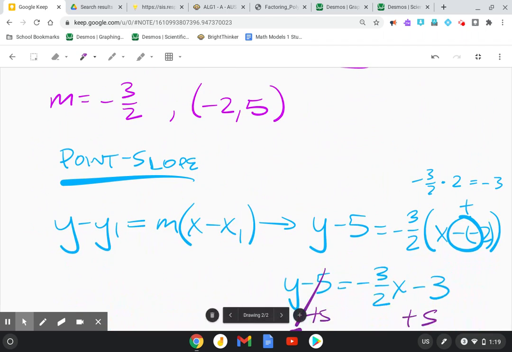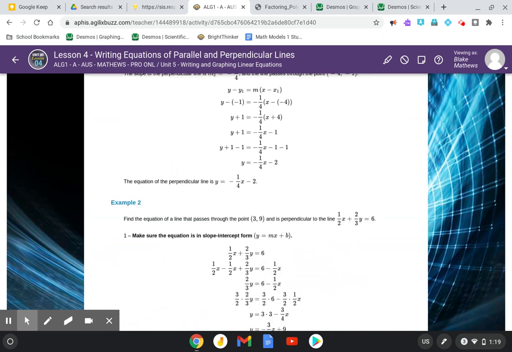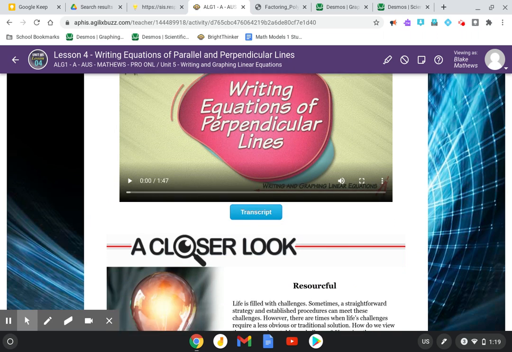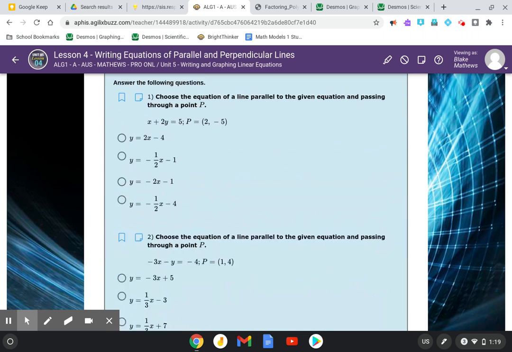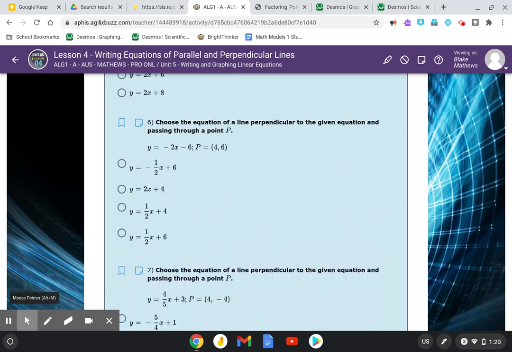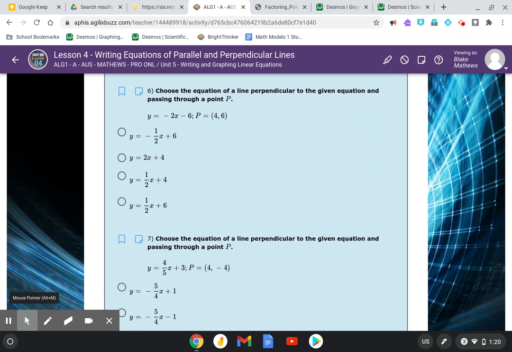So that's pretty much what they're asking you to do here. You can see down here, there's a bunch more examples in the lesson itself. You can also watch this short video they have. But in all of these, they're giving you an equation and a point, and you do either parallel, parallel, and then down here, you get to perpendicular starting in number 6.